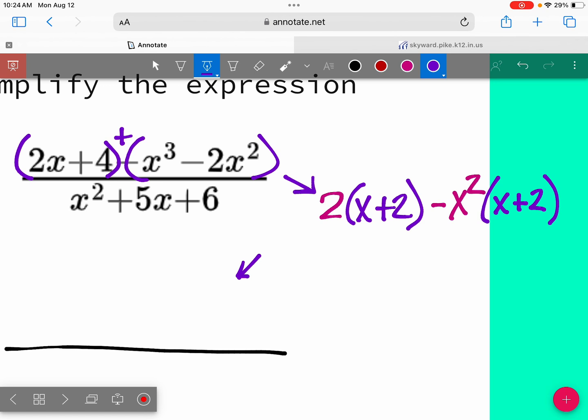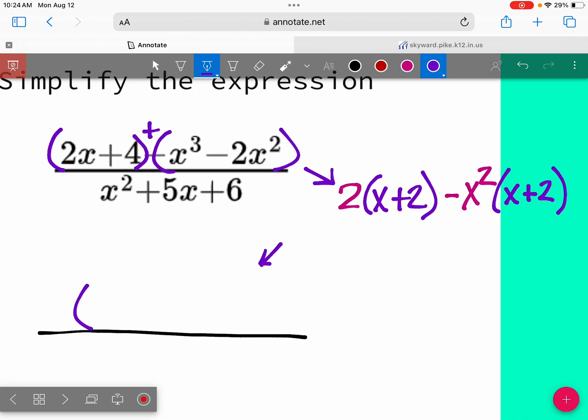Okay, so now I take my x plus 2 and I pull that out like a big old GCF. So that x plus 2 comes out to the front, and that's my first factor. X plus 2. Pulling that out like a GCF leaves me with the leftover bits of 2 minus x squared.